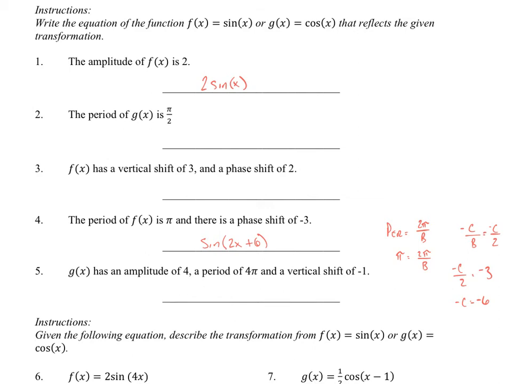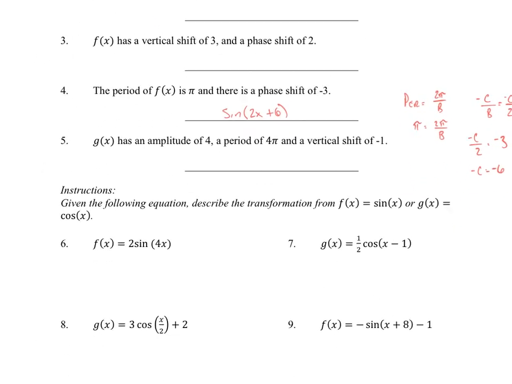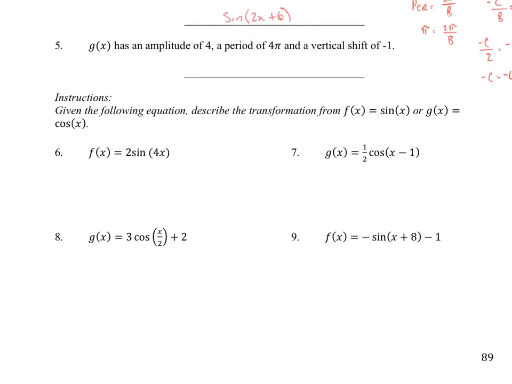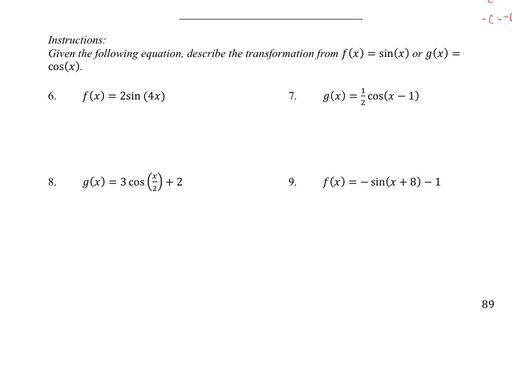All right? And in the bottom section, you have the equation, and you have to tell me what's going on with it. So for example, number 7, a is different, and so is c. So you have to tell me that based on this, well, a controls our amplitude, so our amplitude is now 1/2 instead of 1. And c controls the phase shift, so this has shifted to the right 1 unit, right? So that's what you would write here.